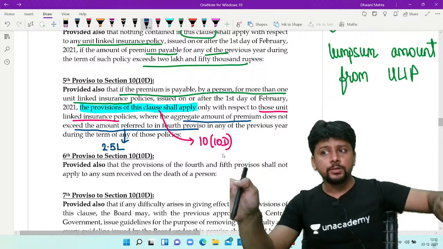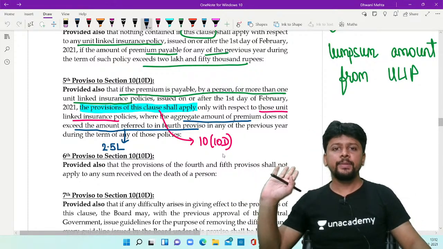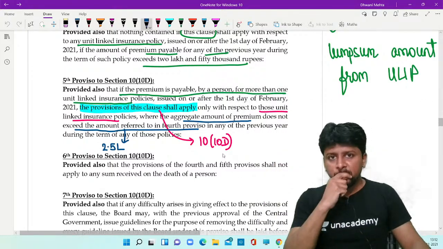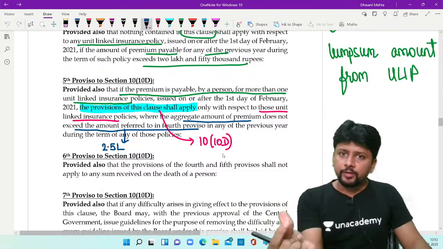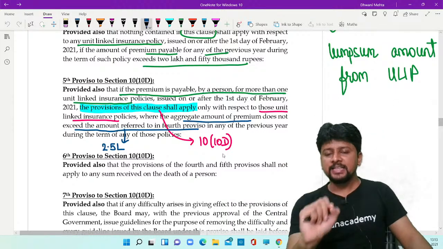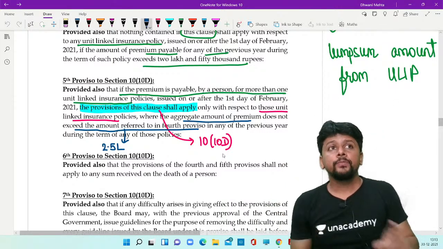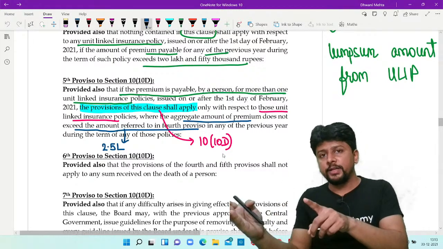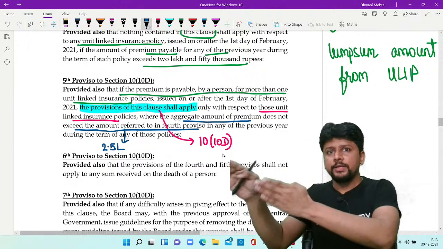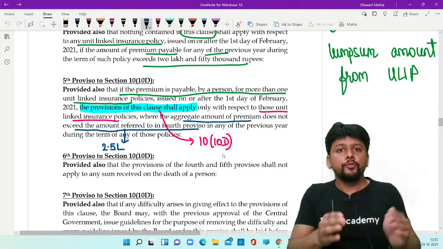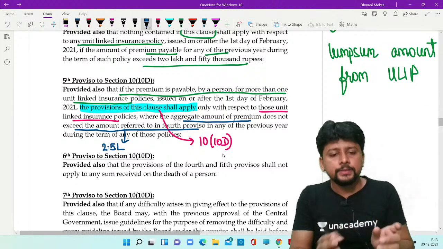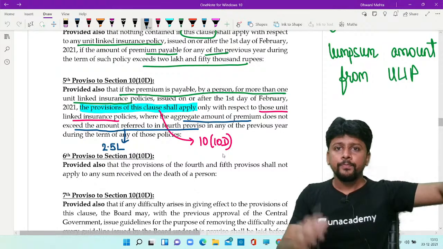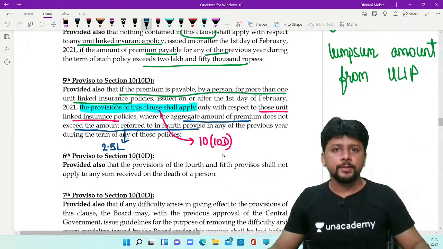That means for the balance policies, the amount received will be taxable. So if you try to defeat the fourth proviso by taking multiple policies, the fifth proviso will come into picture. Extra policies. What do I mean by extra policies? Those policies where the premium is above 2,50,000. That money is taxable. Amounts received from those unit linked insurance policies where the yearly premium is up to 2,50,000, enjoy your exemption. Balance policies, amount received will become taxable.